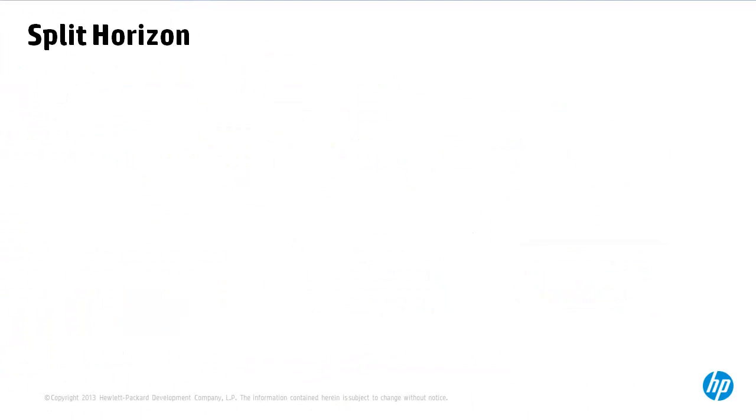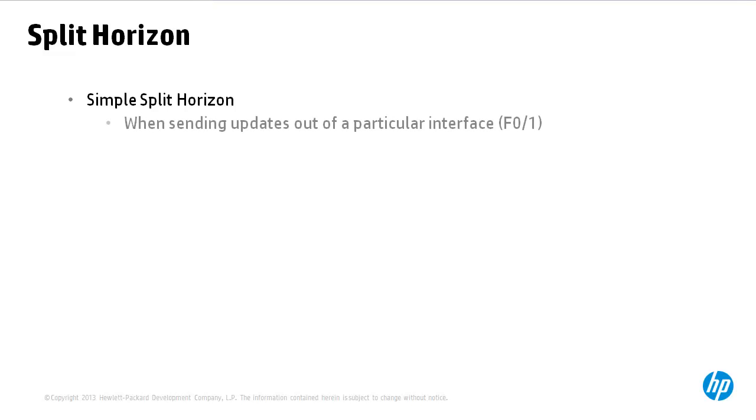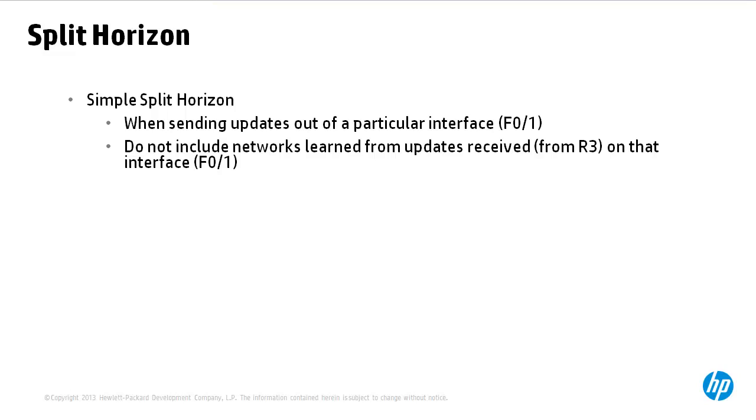Now let's go a little bit deeper into split horizon. There are actually two types of split horizon. The first one is simple split horizon, and the second one is split horizon with poisoned reverse. The simple split horizon method is what I've just shown you, and this is where a router learns about an update on an interface and will not send that information back out of the same interface. In other words, when sending updates out of a particular interface, let's say FastEthernet 0/1, we do not include networks learned from updates received on that interface.